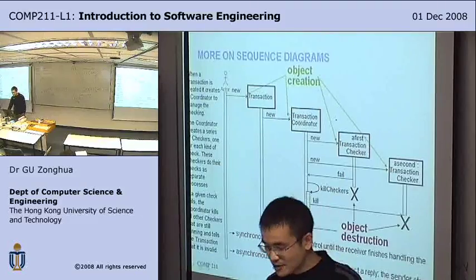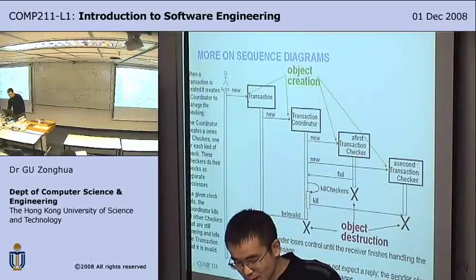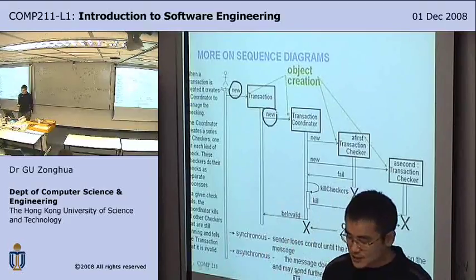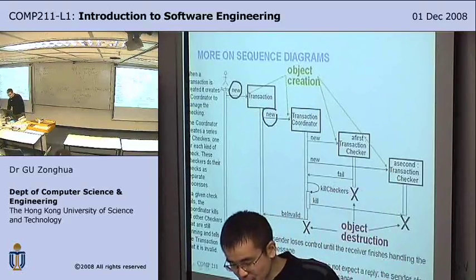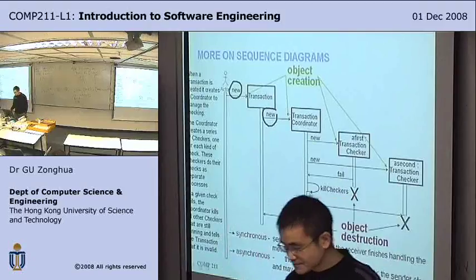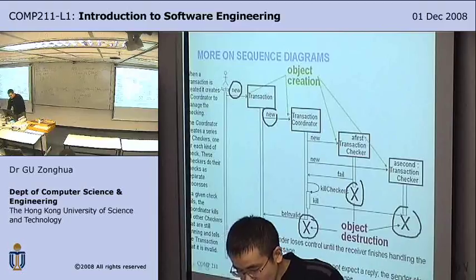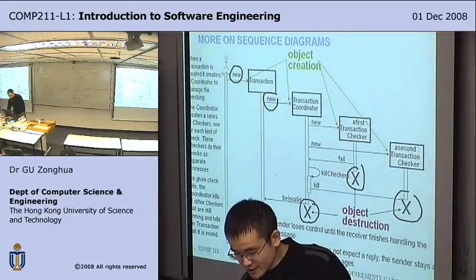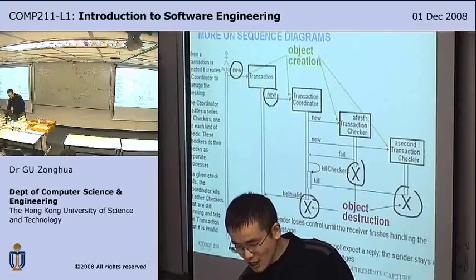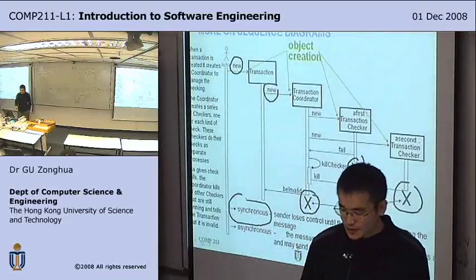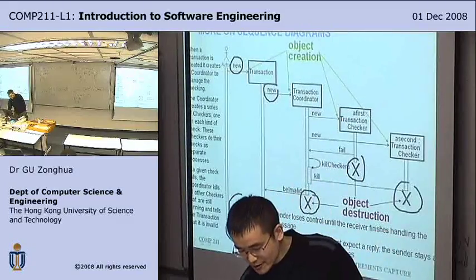So you may have creation of objects. You have new pointing to an object, indicating creation. Destruction is this cross. So the arrow, if it's this shape, the solid arrow is synchronous, and the open arrow is asynchronous.